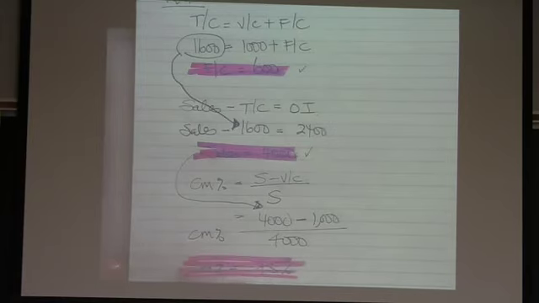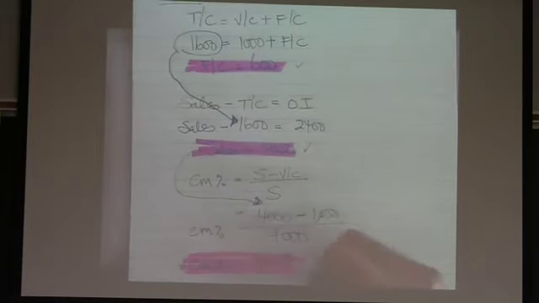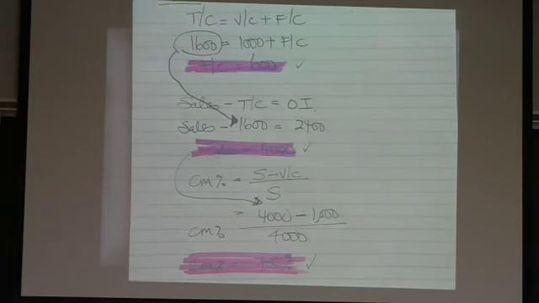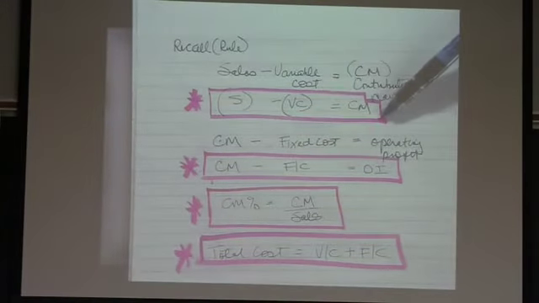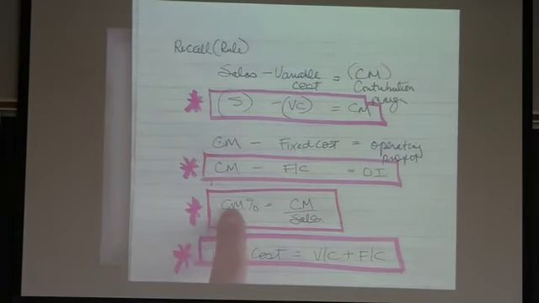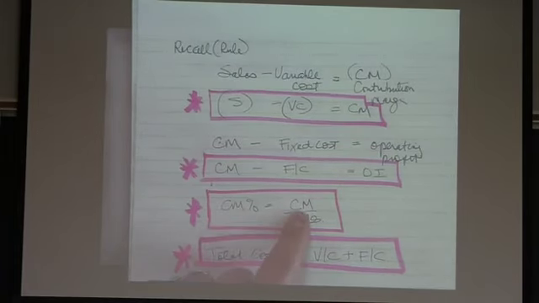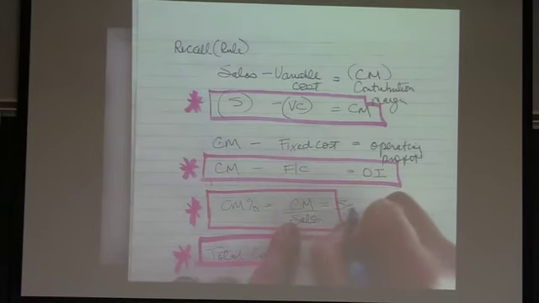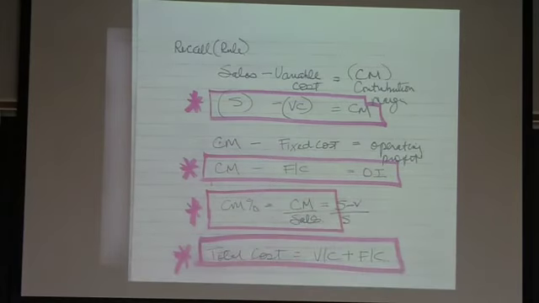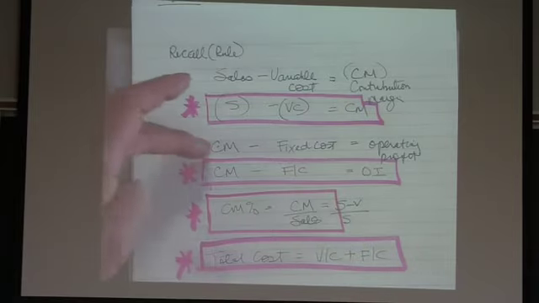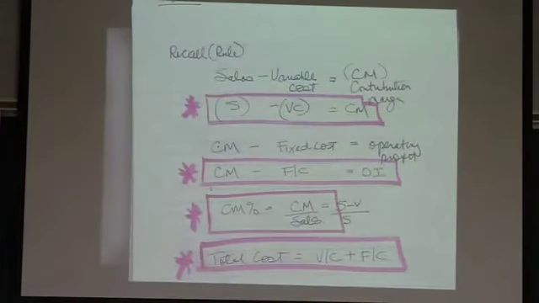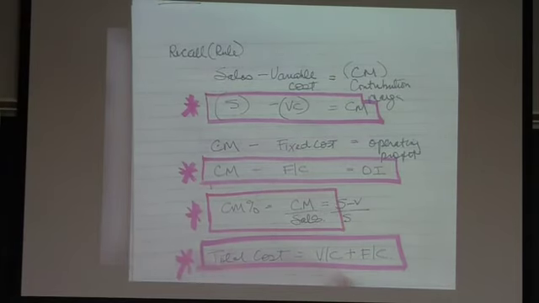So understanding these relationships is key to solving the unknown. Sales minus variable cost gives us contribution margin. Contribution margin percentage is contribution margin divided by sales, or sales minus variable cost over sales. Contribution margin minus fixed cost gives you operating income. And of course, total cost is variable cost plus fixed cost.